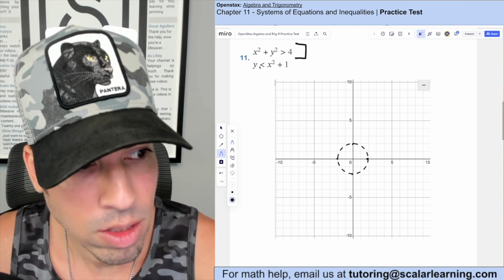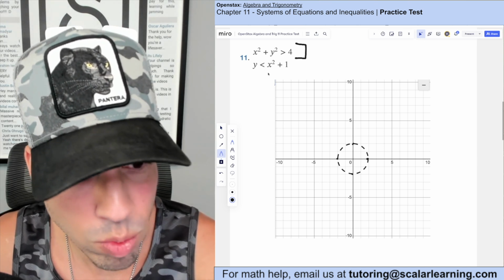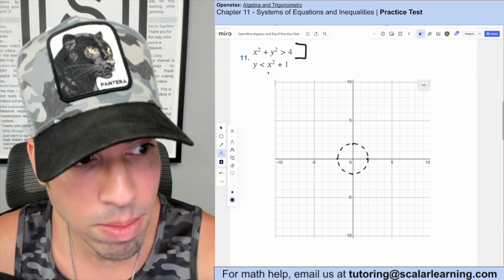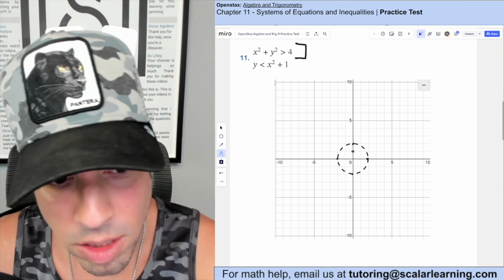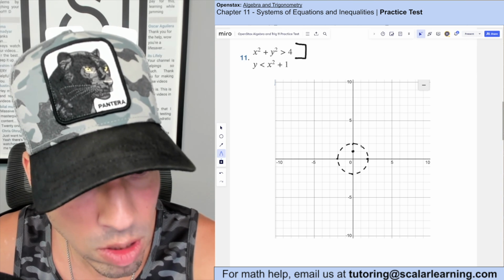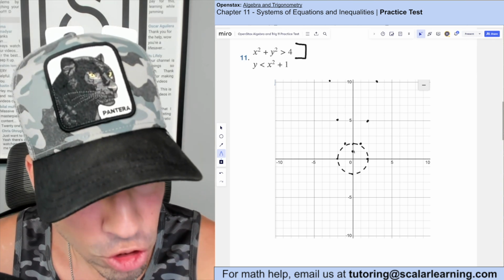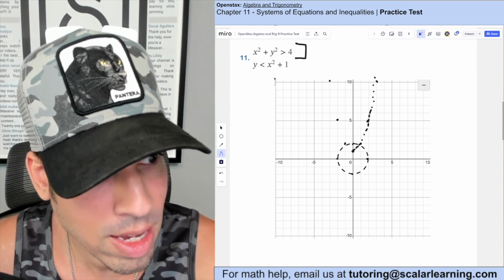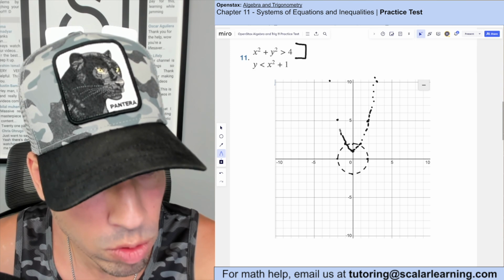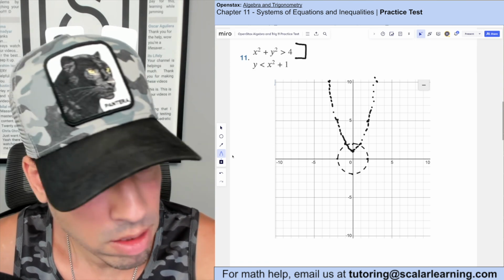Okay, and then we got this. y is less than x squared plus 1. So what is x squared plus 1? That's a parabola, right? And it's a y-intercept of 1. That's also the vertex, 0, 1. And then it's going up, right? And now I'm just going to sketch it in. We're going to go do like this. Again, it's a dotted line because it's less than, not less than or equal to, or greater than or equal to. And now we get to the shading part, right?